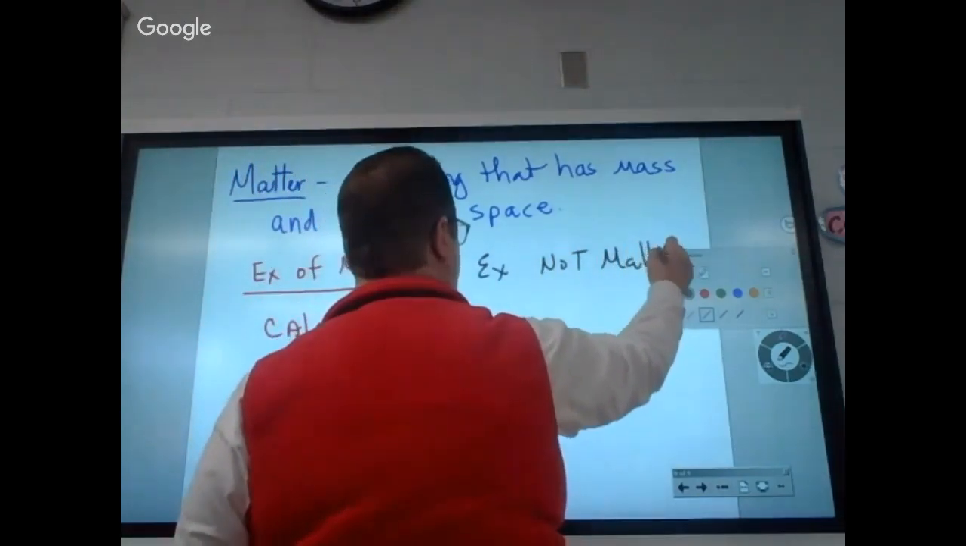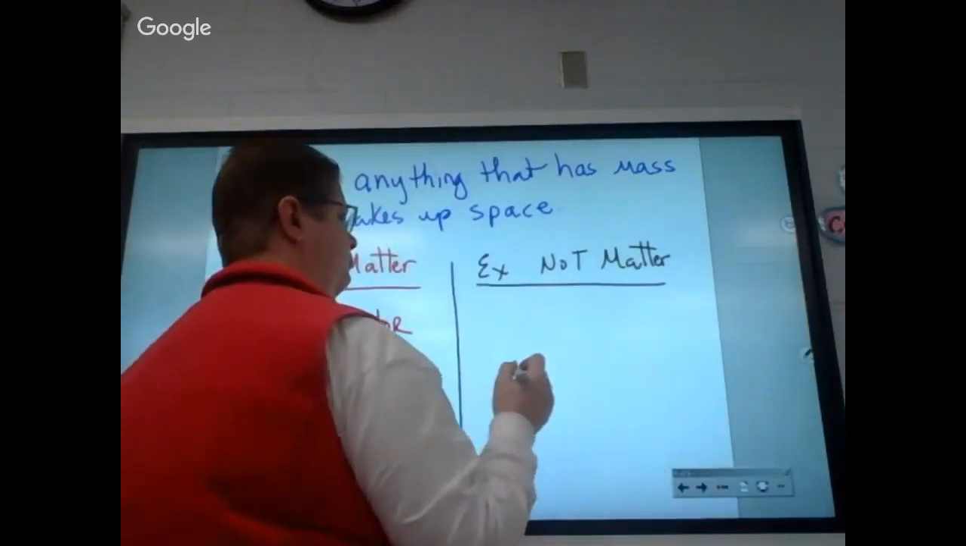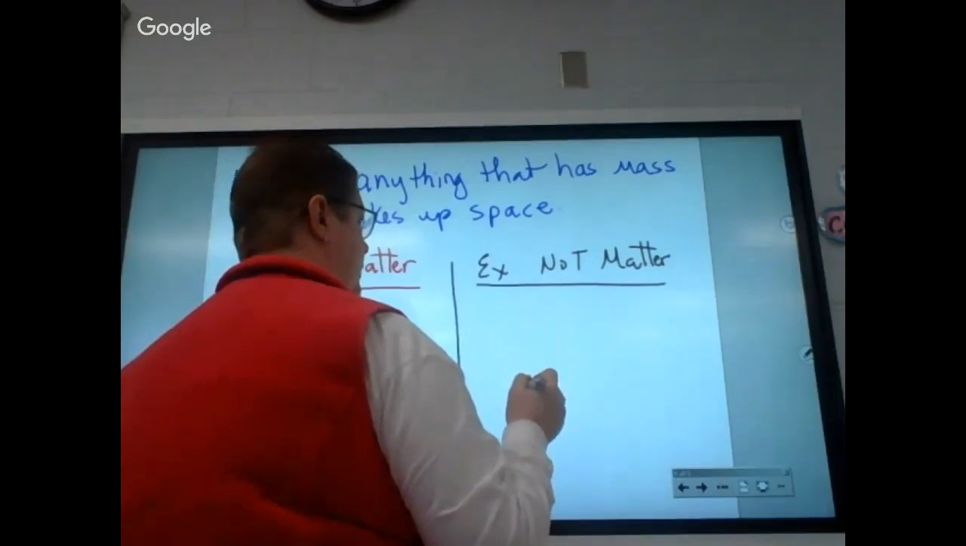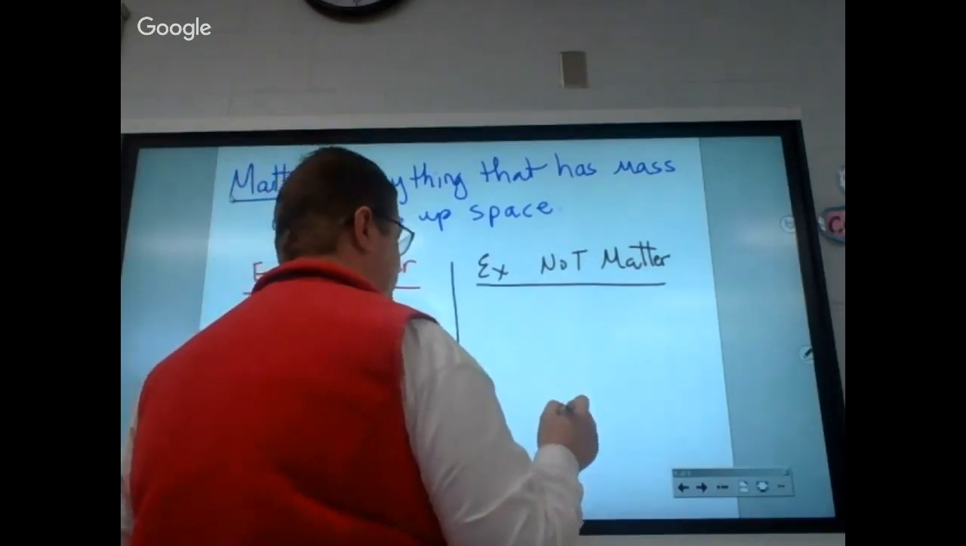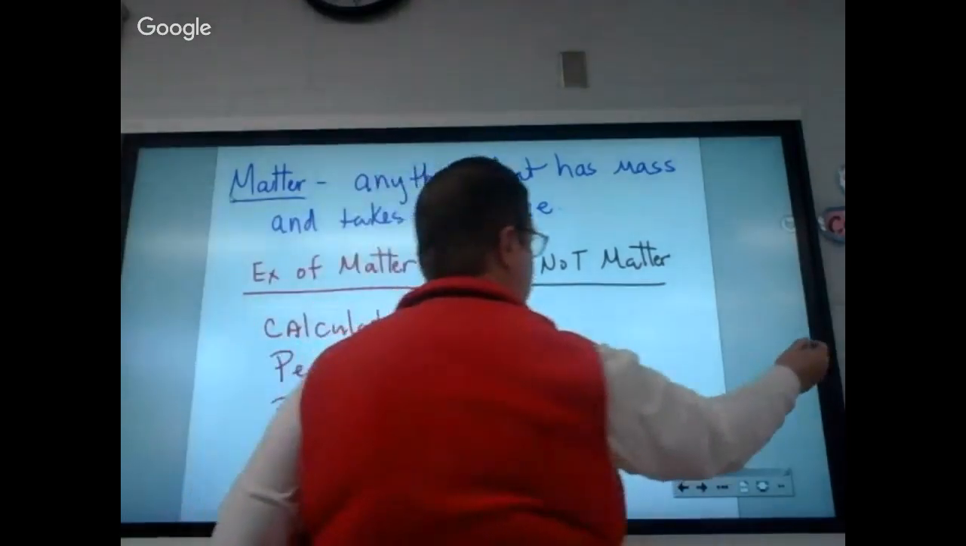Now, give me some examples of things that are not matter. Space. Imagination. Abstract ideas. Okay, y'all have missed the boat. That is not going to be on anything you're ever going to see. Air. Air goes over here.